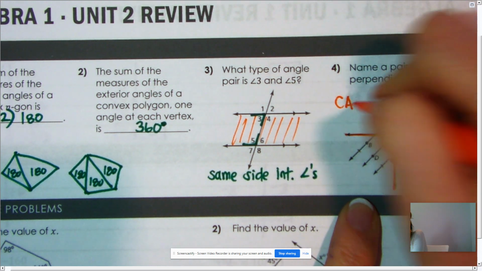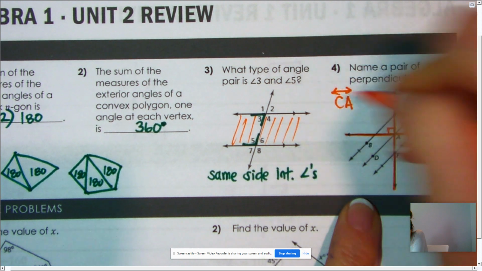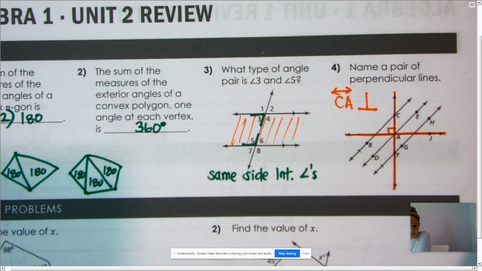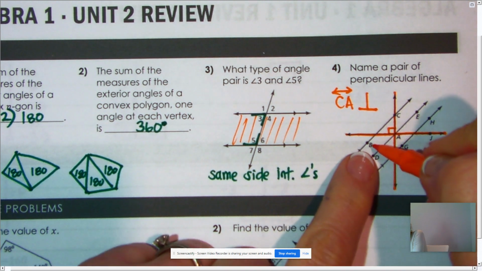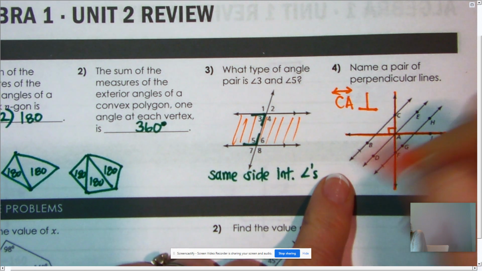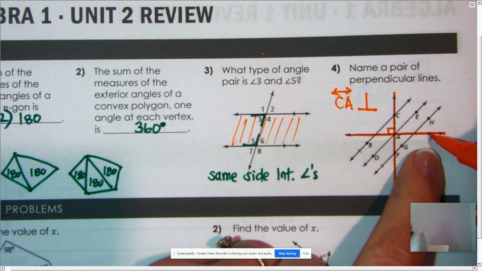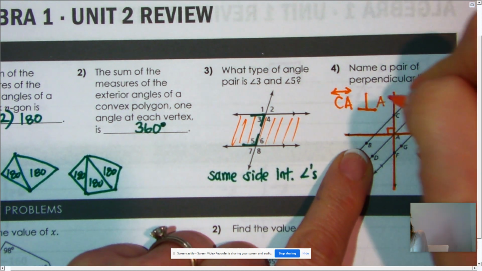So C, A, and then our symbol for perpendicular, and this is our little symbol for saying that it's a line. The line from C to A is perpendicular to the line. Be careful because this B isn't actually touching that line. It's on this diagonal one. A, and then the only other point on this line is J. So we'd write the line from A to J.